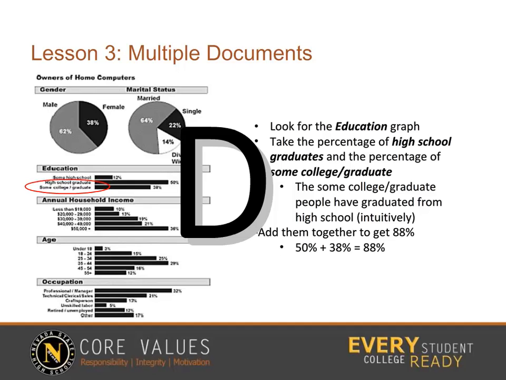Now that you've determined which categories count for high school graduates, add those percentages together. You should end up with 88%, making D your correct answer. Click to the next slide when you're ready to continue.